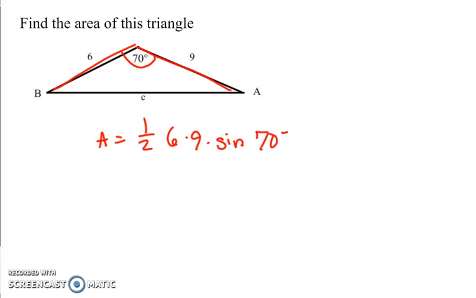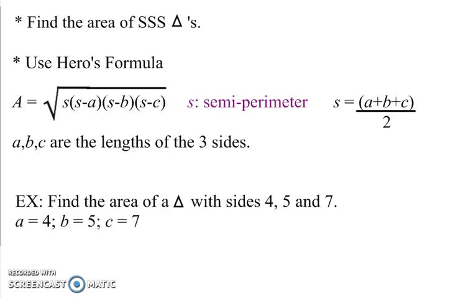So the sine of 70 degrees. Now here I'm going to have to use my calculator, double check, make sure that it's in degree mode. So 1/2 times 6 times 9 times the sine of 70, because I don't know what the sine of 70 degrees is. It's not on my unit circle. So that would be 25.4-ish for the area. Whether this is in inches, and so this area would be square inches or something like that, I don't know. But 25.4 square units.